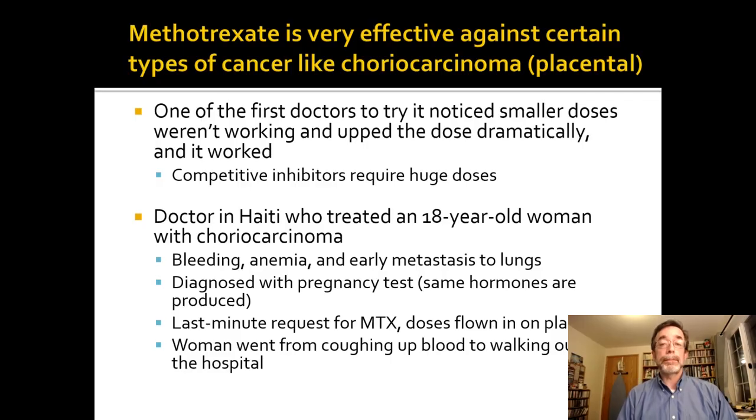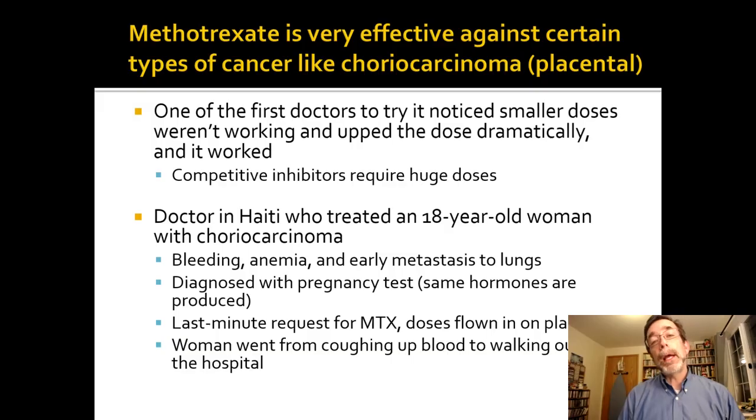Now, the thing about methotrexate, it's actually very effective against choriocarcinoma, which is a placental cancer. Let me read you about it to make sure it's right. One of the first doctors to try it, this is in The Emperor of All Maladies book, noticed that smaller doses weren't working, and so he upped the dose dramatically, and then it suddenly worked. Competitive inhibitors typically involve huge doses, and we'll show that in the data in just a second.